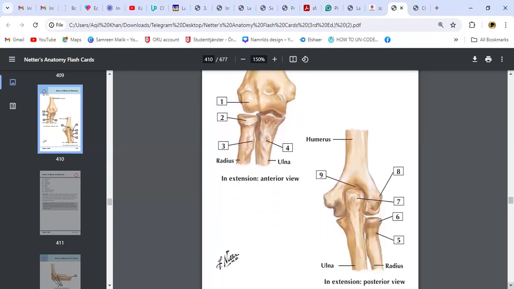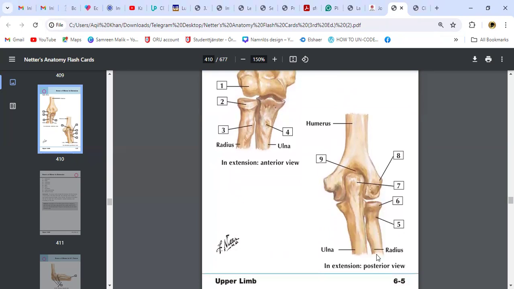This one is the posterior view in extension. And remember, up to 4 was there in the marking. This is again the humerus. This is ulna, this is radius. Ulna is on the medial side, radius is on the lateral side. Again, numbers 5, 6, 7, 8, and 9.